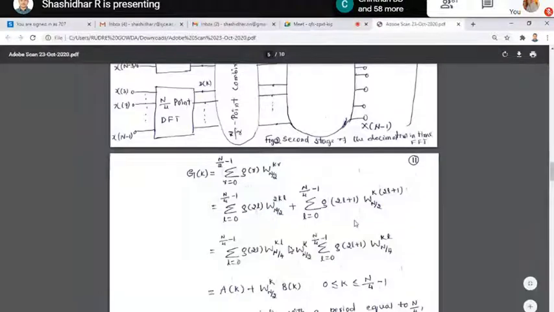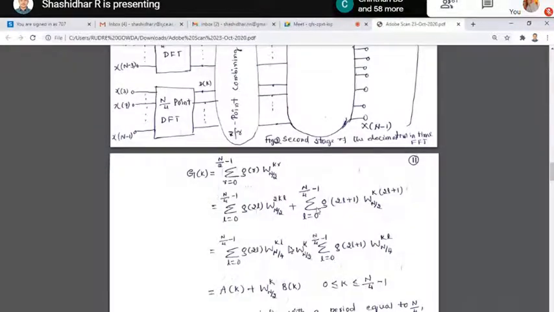Here, summation l equals 0 to N/4 minus 1 — this is the G of k equation: summation r equals 0 to N/2 minus 1 of G of r into W_{N/2} to the power of kr. Here the values go up to N/2 minus 1, so it is divided again into even and odd. When you do the even and odd split, what is the equation?